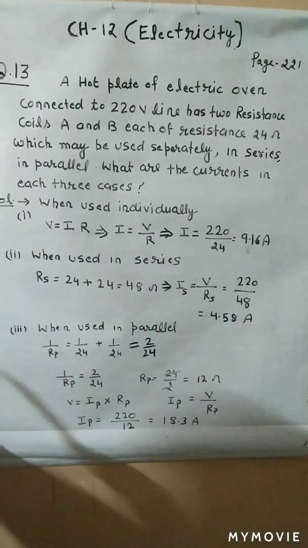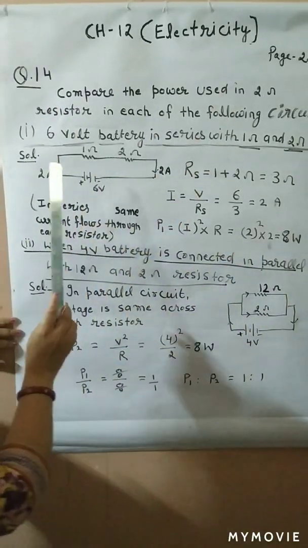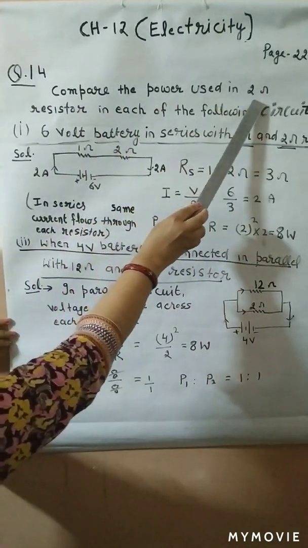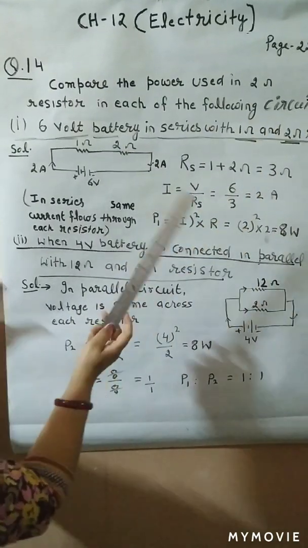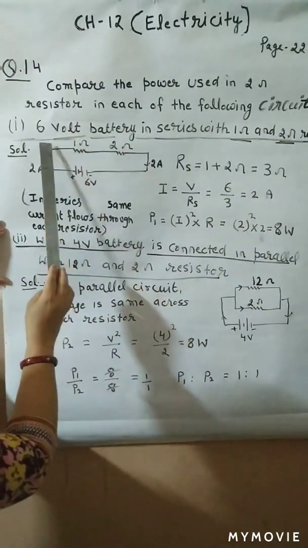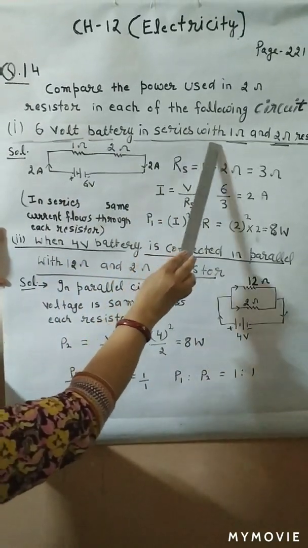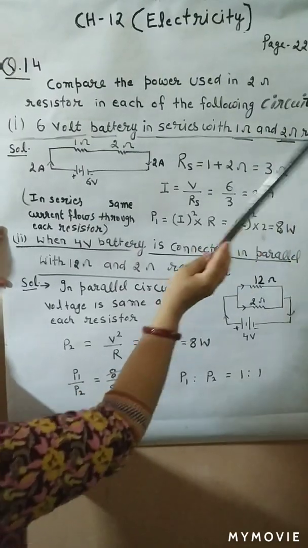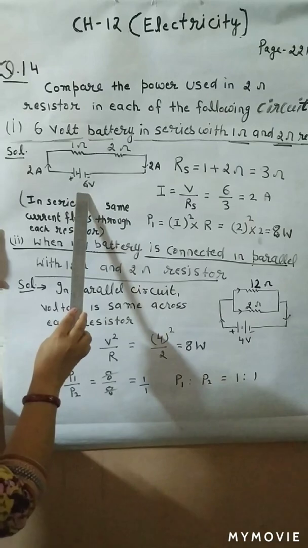Now let's do the next numerical. See student, this is question 14 on page number 221. What is the question? Compare the power used in the 2 ohm resistor only in each of the following circuits. Circuit means we are having a combination of different resistors. First is a 6 volt battery in series with 1 ohm and 2 ohm. How many resistors are given? 1 ohm and 2 ohm. And how are they connected? In series.